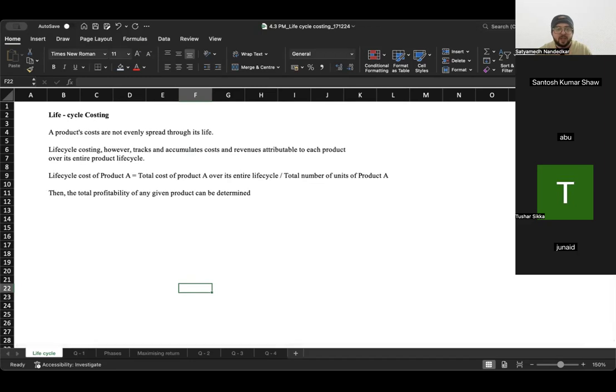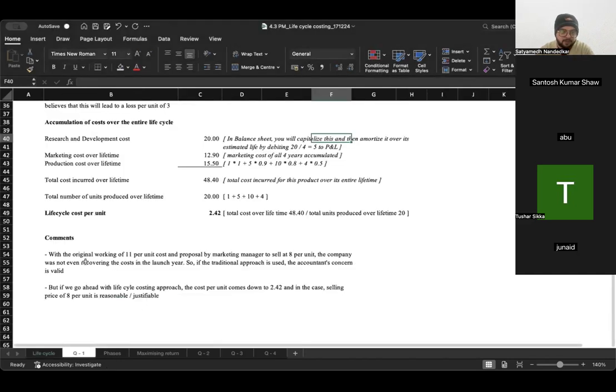So, how is the life cycle cost calculated? Basically, what you do is you take the total cost incurred over the entire lifetime of the product, you divide that by the total number of units of that particular product, and that is your life cycle cost per unit. So the questions based on these are very, very simple. Let's see how these questions work.